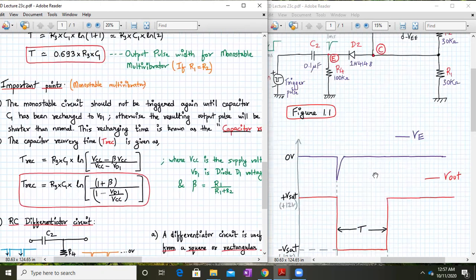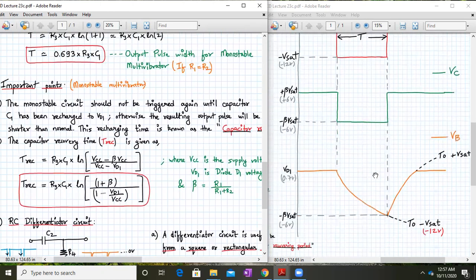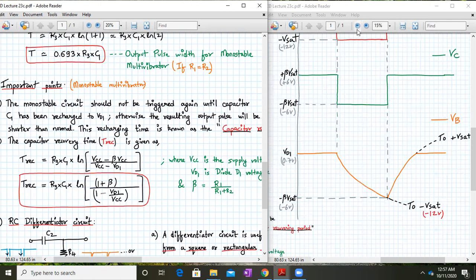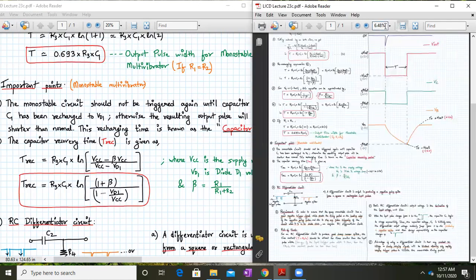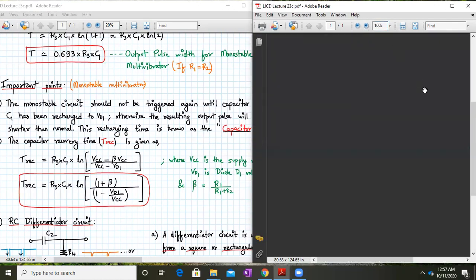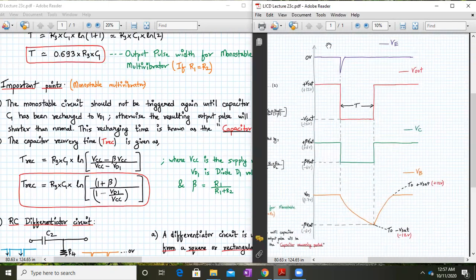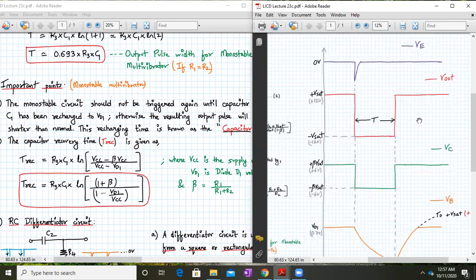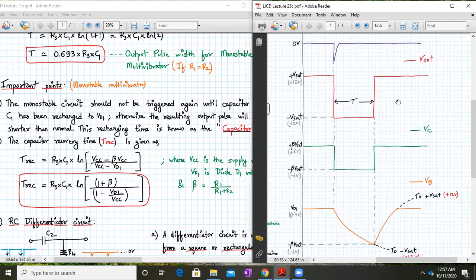So what does this mean? Let us go back to the waveform and understand. Let me try to increase it to 12. I think all these four waveforms are clear. So what we are saying is the monostable multivibrator should not be triggered again until the capacitor C1 has been recharged to VD1.